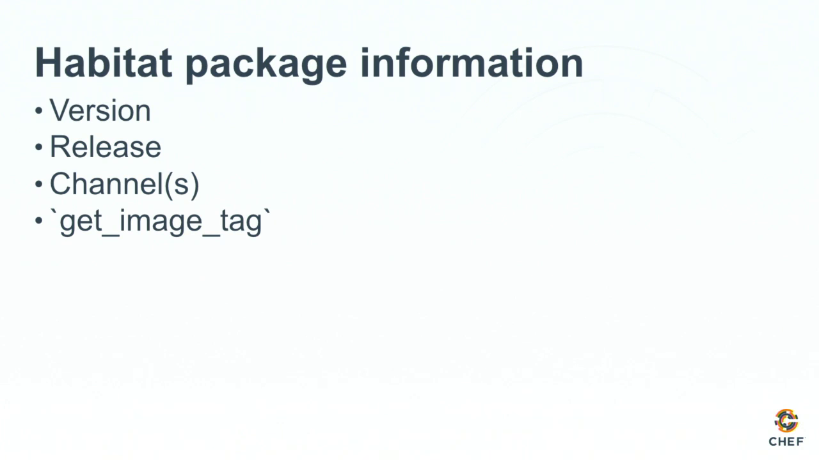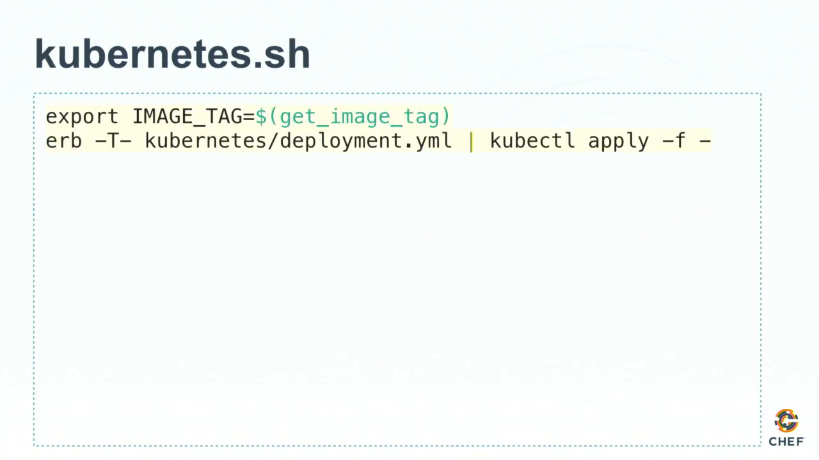And it does that with a function called getImageTag, and it's just curling the Builder API for the package name that we're using. So chefops/learnchef-backend, chefops/downloads. It gets that, and it exports it in this image tag environment variable, and then that gets used in the Kubernetes deployment.yml, and we literally run a kubectl apply -f with standard in, and it will create those resources.